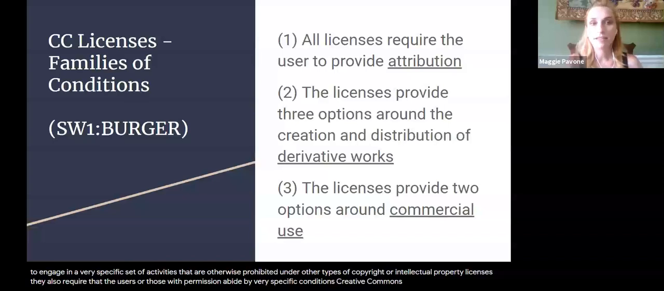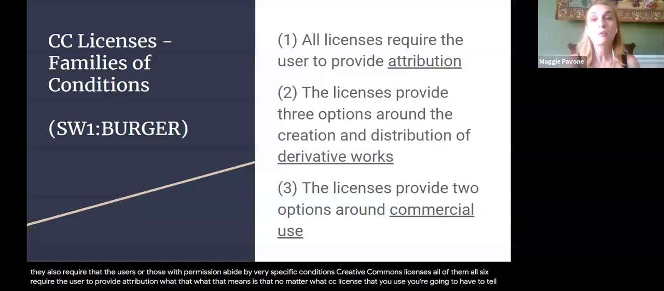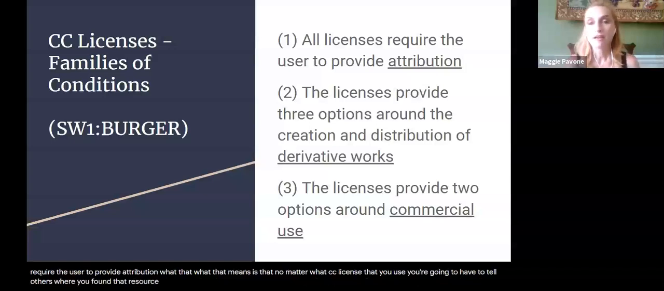Creative Commons licenses, all of them, all 6, require the user to provide attribution. What that means is that no matter what CC license you use, you're going to have to tell others where you found that resource.